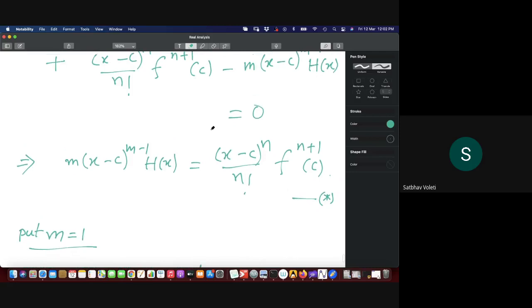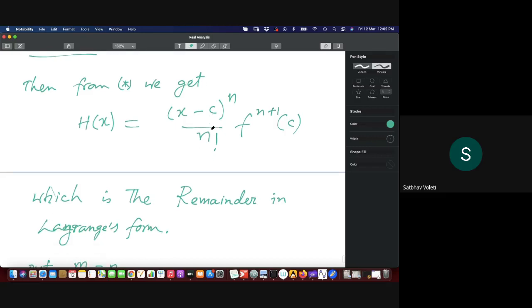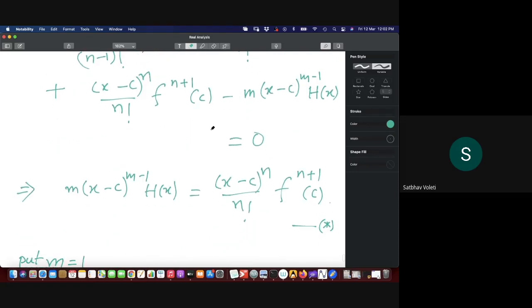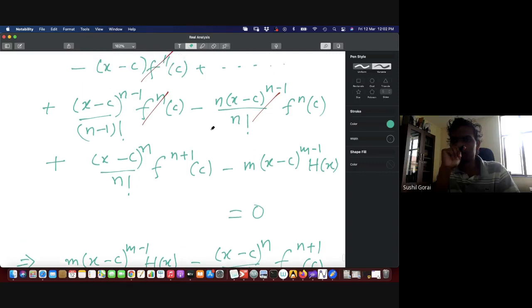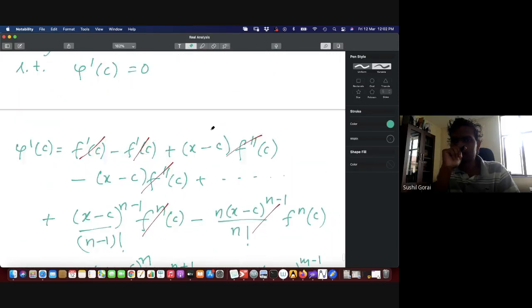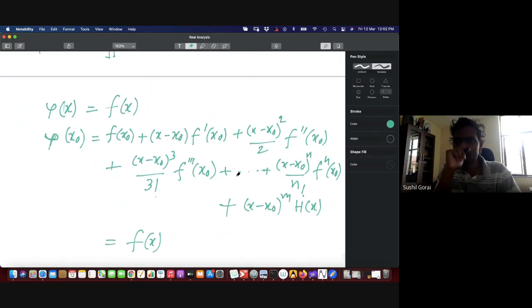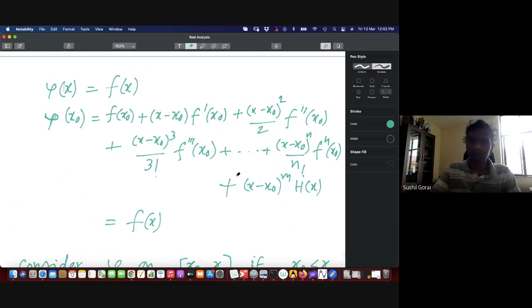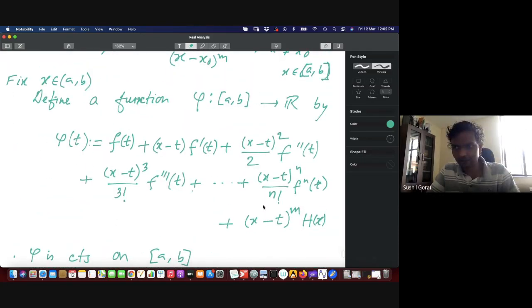Sir, can you explain how this corresponds to the remainder form? Because in that, first of all, we have (x minus x naught) power n plus 1. And here we have x minus c, the remainder form. Ah, yeah, right. So this is x minus c, right? Yeah, true, true, true. So P_t is this one. This is fine.